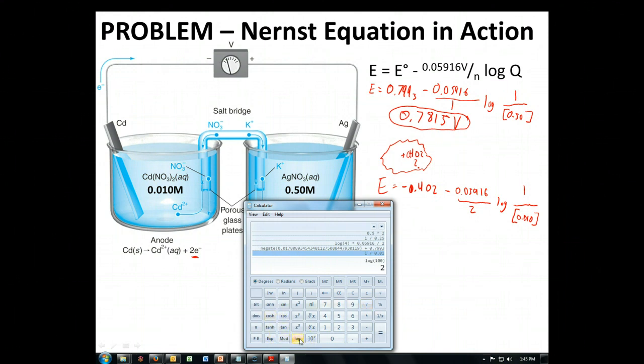We're going to get 2. So it'll be 2 times 0.05916 divided by 2. That's going to be my last term. Now that's going to be a negative sign on there, so let's go ahead and hit the negative sign on that. Now we still have to apply this subtraction. See, it's a negative sign on that, so we'll do minus 0.402. So we're saying that this should be negative 0.461.